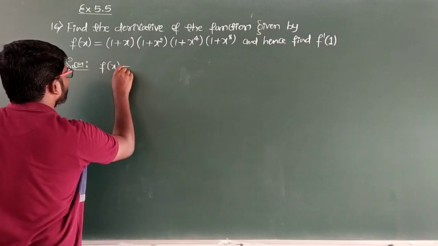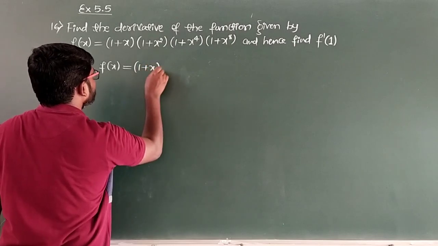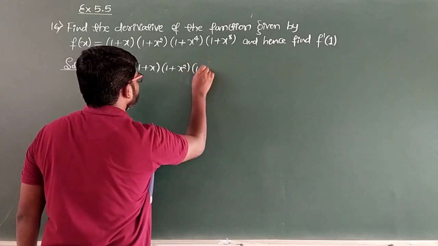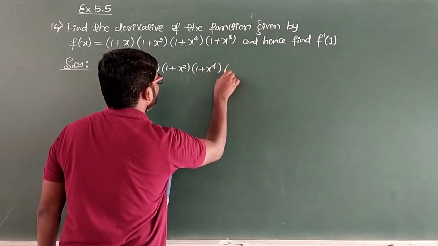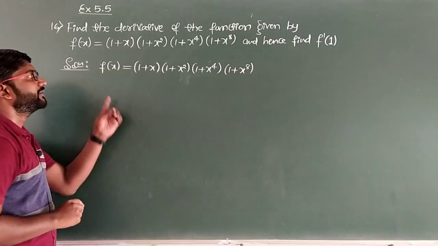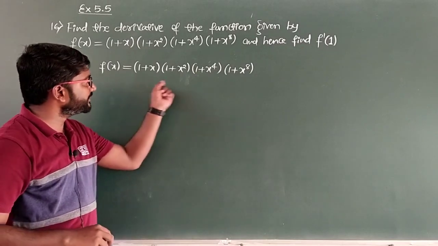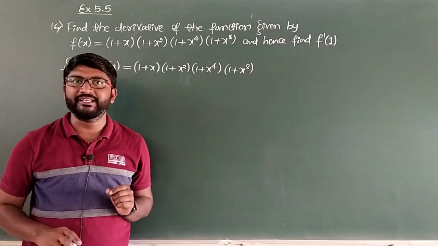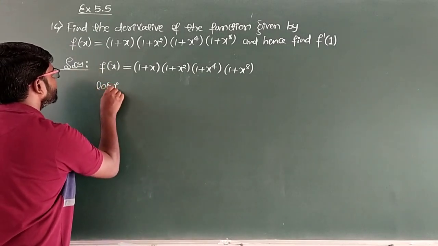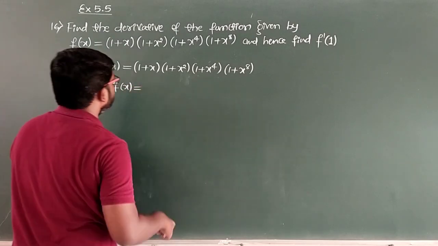f of x is equal to 1 plus x into 1 plus x square into 1 plus x to the power 4 into 1 plus x to the power 8. Now we will have to take log on both the sides. Whenever you have function to the power function or product of many terms, we will have to go for taking log on both the sides. So what do we get now? Log f of x is equal to log of all these terms.